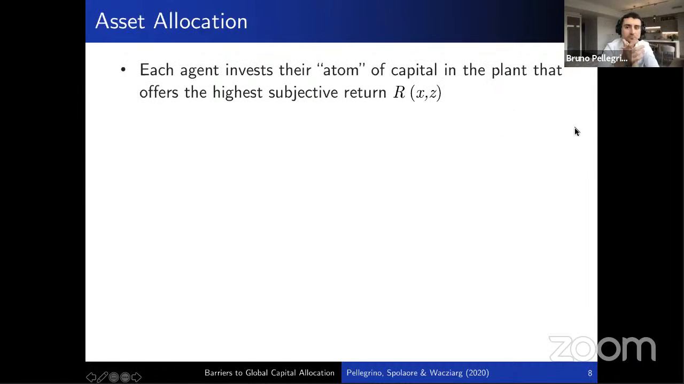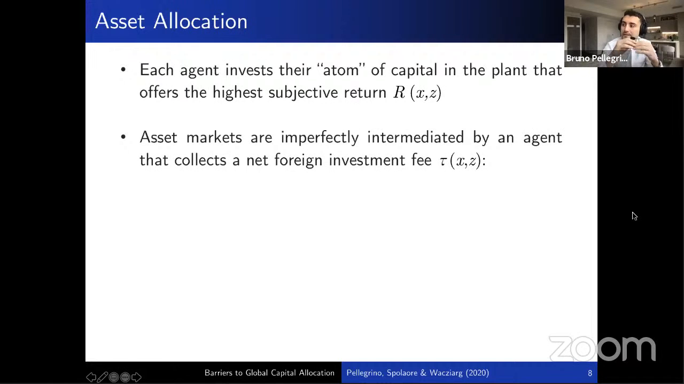Now, here's the interesting part, which is how these agents allocate their investments across different countries. The agents are atomistic, and so each agent invests their atom of capital in one plant located anywhere in the world, and they invest it in the plant that offers the highest subjective return. We call big R the subjective return, and notice that this big R is plant-investor specific, so it's XZ the variable. Now, why is this return subjective?